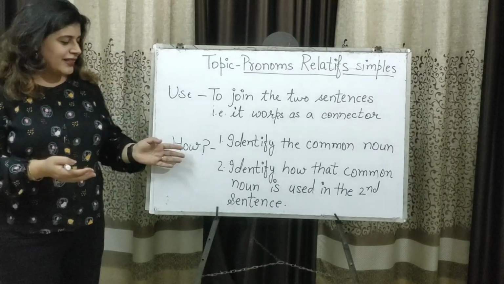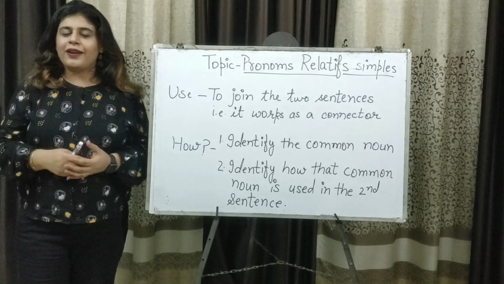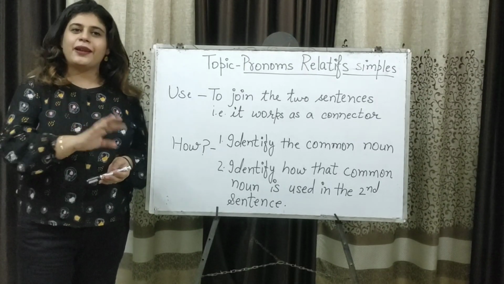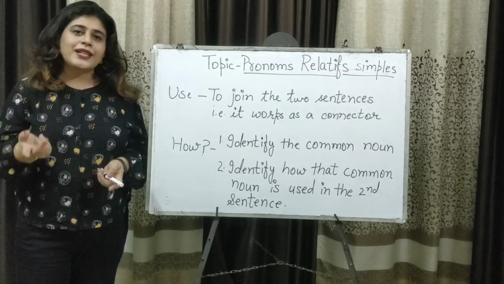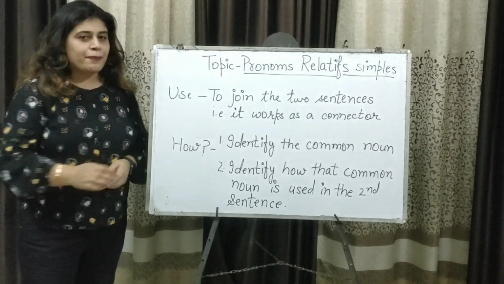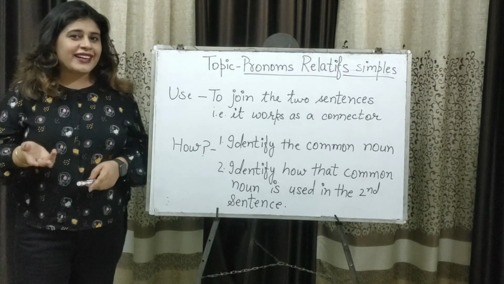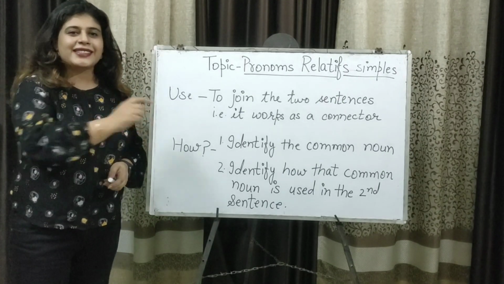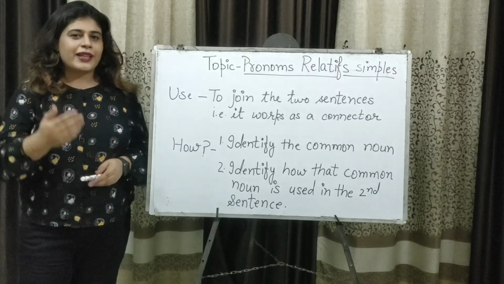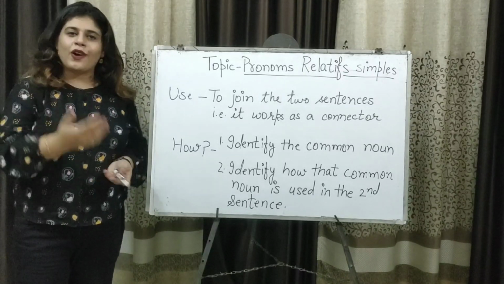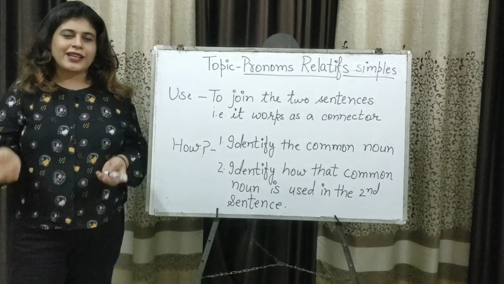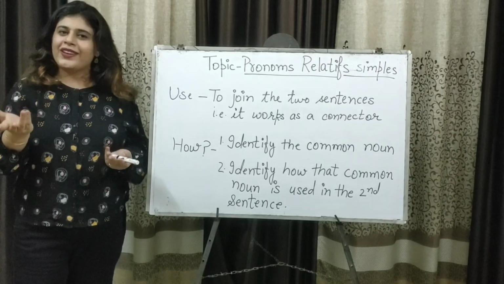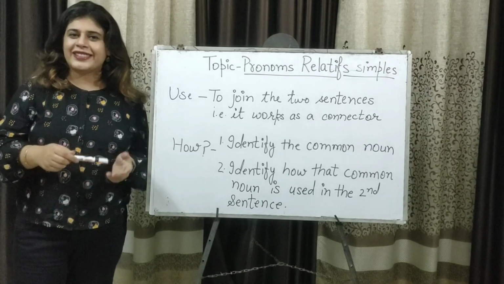Then how do we do them? First of all, we need to identify the common noun which is given in both these sentences. Once we have identified, step 2, we need to further identify the work that the common noun is doing in the second case, the later case, whether it is used as a subject or object or any other use. So once you have identified and the options are learned to you, you can easily do the pronom relatif simple.